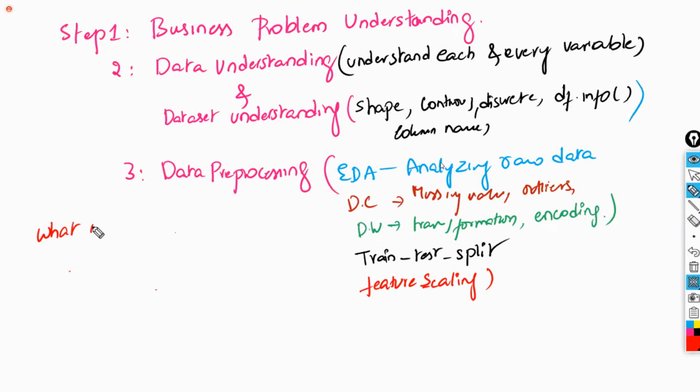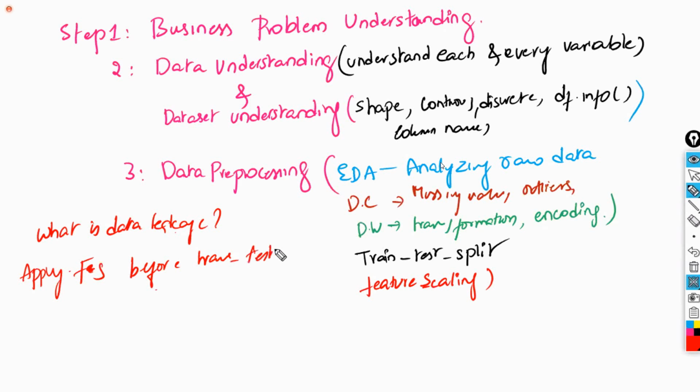Data leakage is an interview question. What is data leakage? Applying the feature scaling before the train-test split is called data leakage. This is the question and this is the answer.